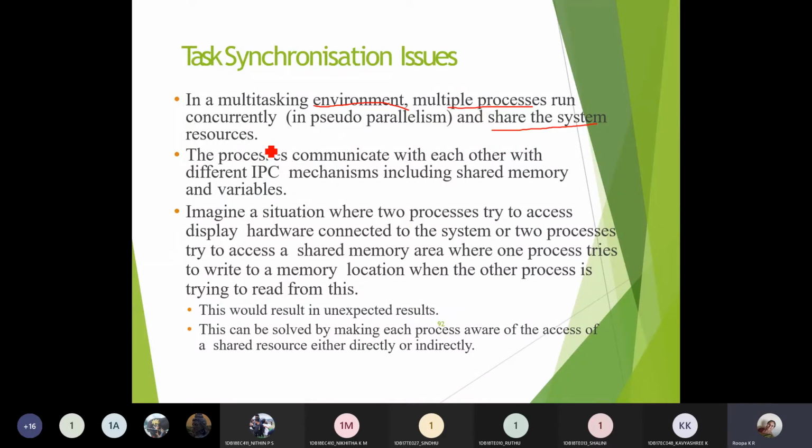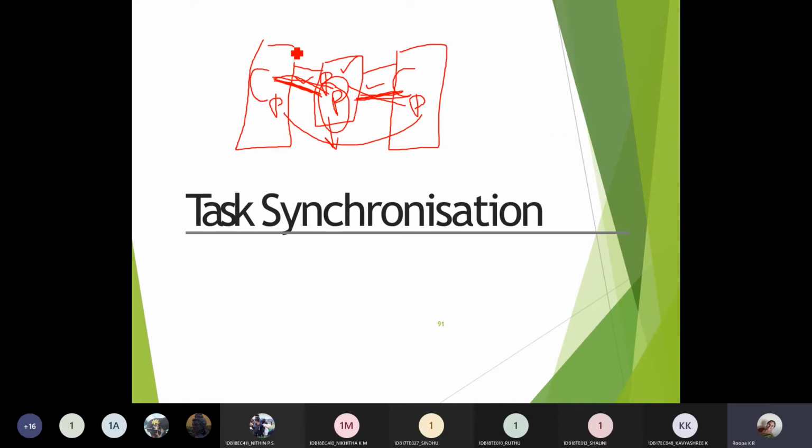The processes will communicate with each other through different IPC mechanisms. IPC is inter-process communication mechanisms. All those things we have seen: pipe, shared memory, message passing. So the inter-process communication or inter-task communication will take place by all those mechanisms. Suppose you have a situation where two processors are trying to access the hardware of the system at the same time. So then what will happen?